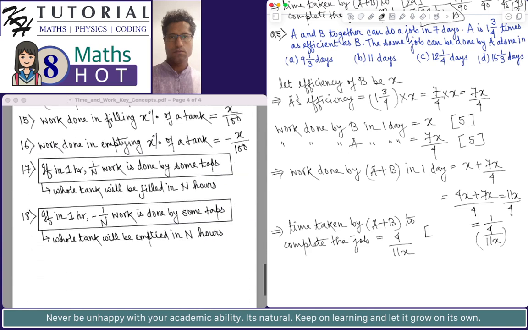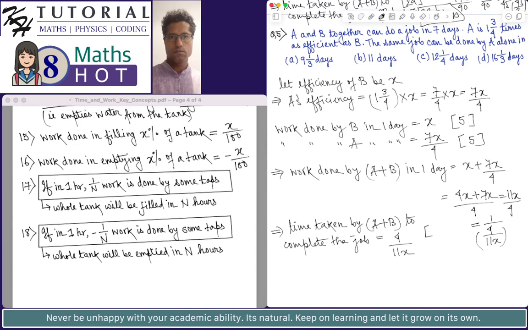I added two more concepts in this document, which are 17 and 18. Even though the concepts 17 and 18 are based on tanks and pipes, we can also use them here.